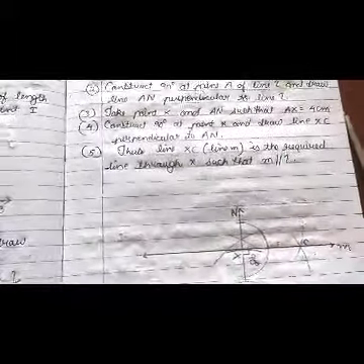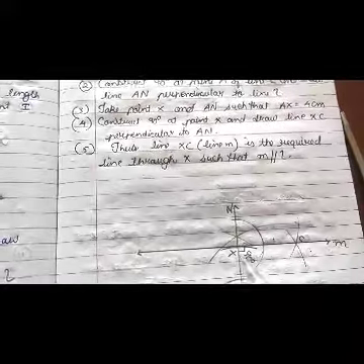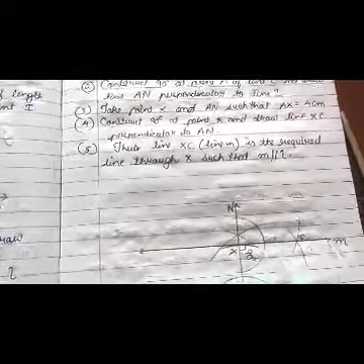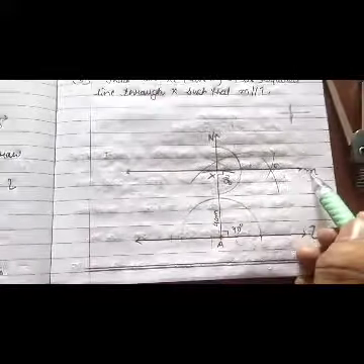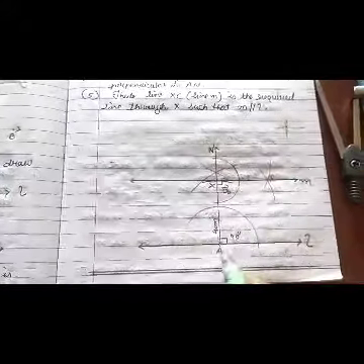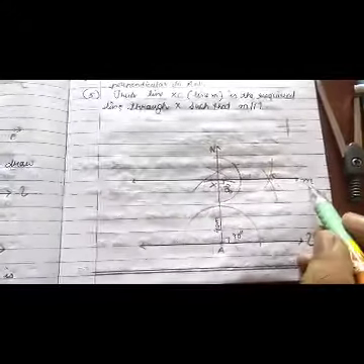You have to draw line XE which is perpendicular to AN. This line is perpendicular to AN. AN is this and XE is this, perpendicular to AN. So this is how we got line XC, that is line M, which is parallel to line L. So we can write M parallel to L.